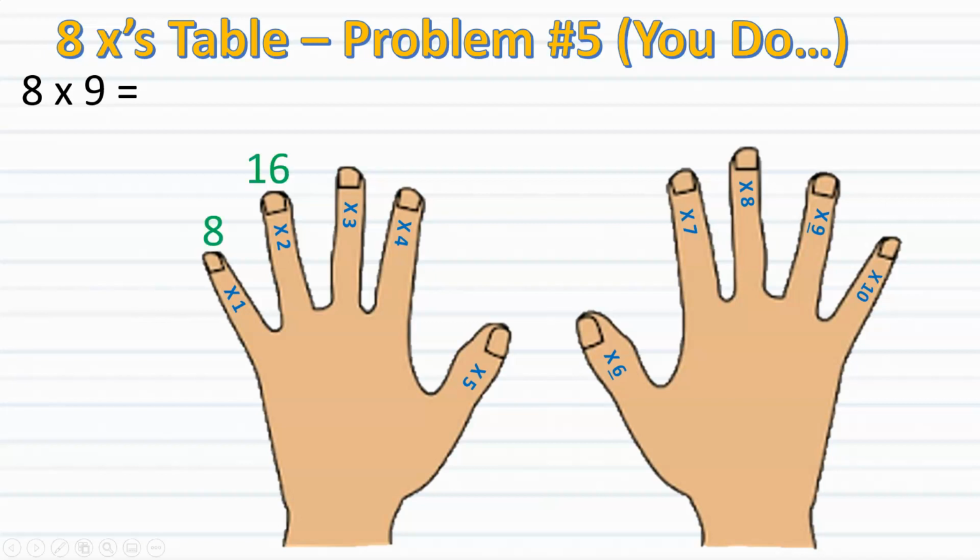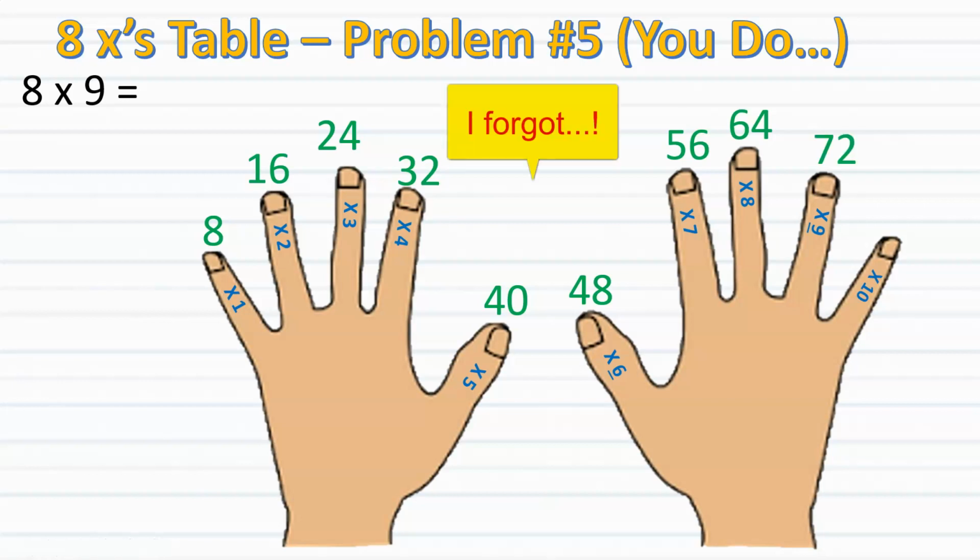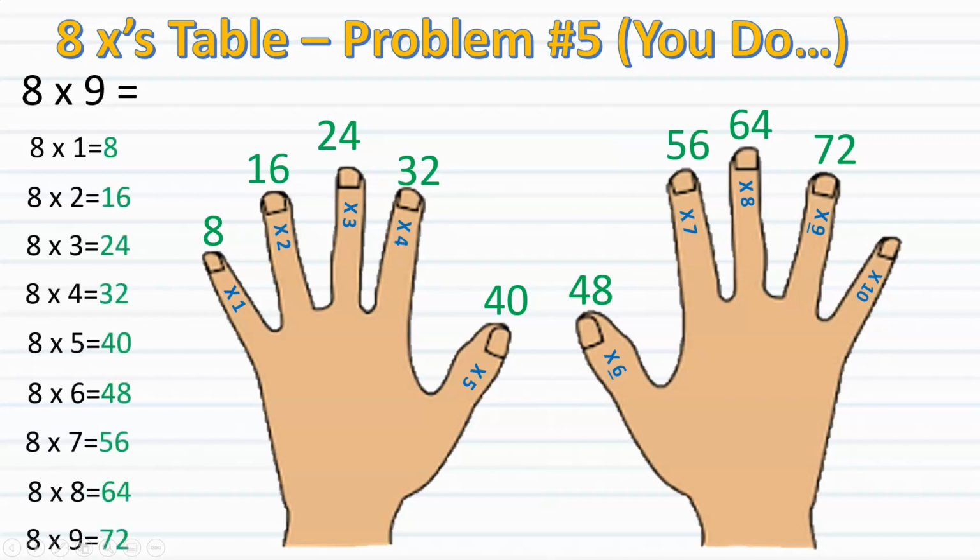8 and 16, 24, 32, 40 more, 48 and 56, 64, I'm finished. But I forgot 72. Since 72 is the last number that I said, then I know that 8 times 9 equals 72. Now I'm sure you got that right.